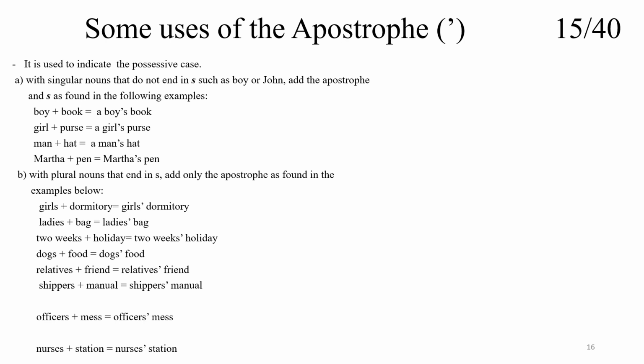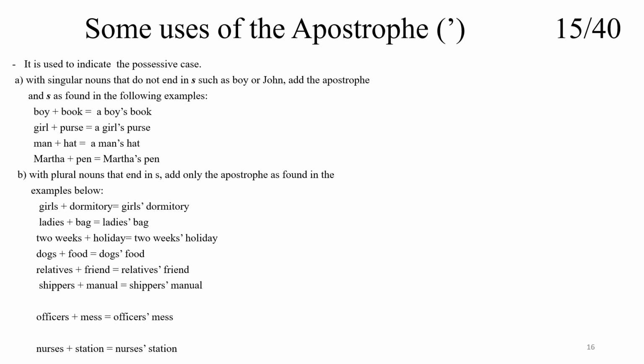Now, the first use of the apostrophe is that we use it with singular nouns that do not end in S, such as boy or John, and any of them own something. How do we use it in English? I will just add the apostrophe and S. Listen to it carefully. You place the apostrophe symbol after that item, apostrophe and S.